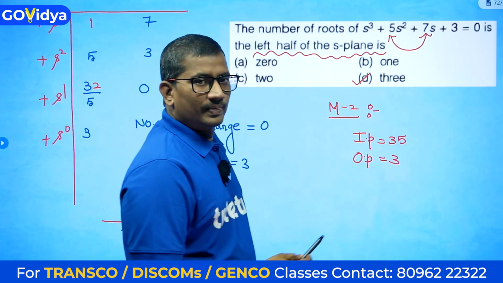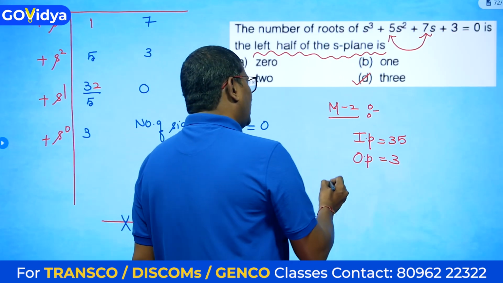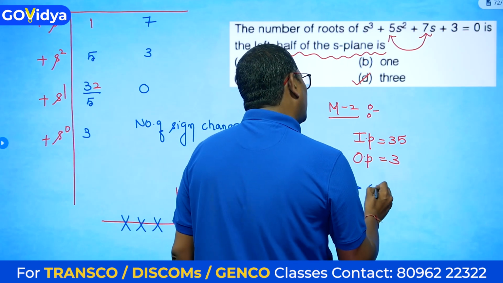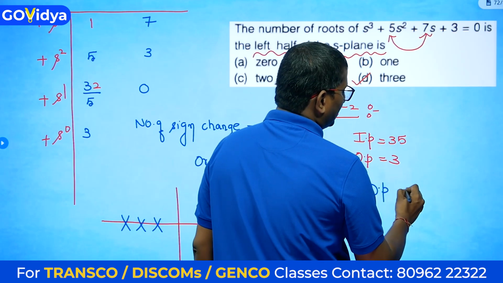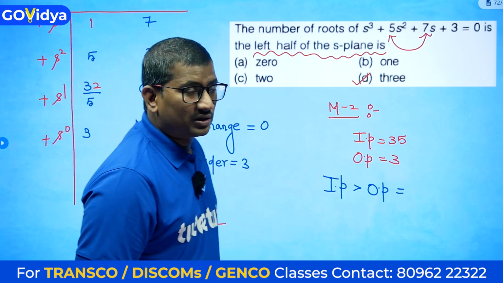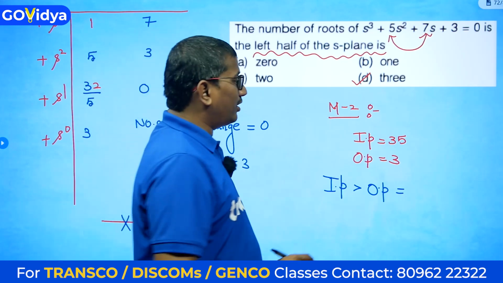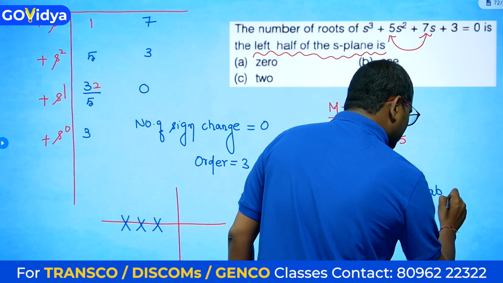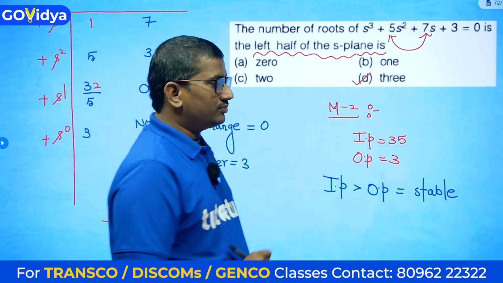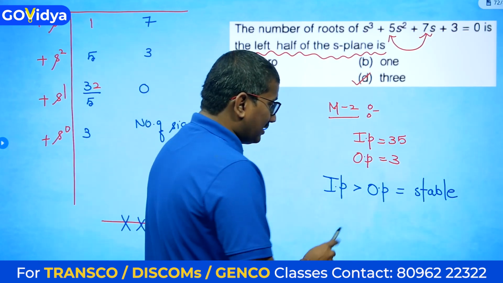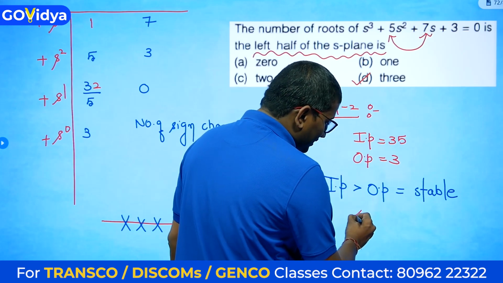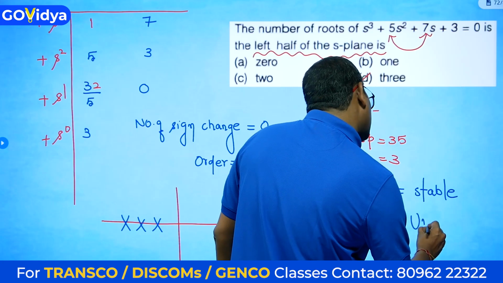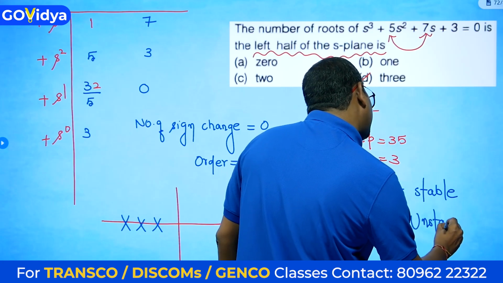Follow very carefully. If the inner product is greater than the outer product, only for a third order system, it is applicable only for third order systems, then we can say the system is stable. Absolutely stable, no doubt at all. If it is less than, in such a scenario we can say the system is unstable.